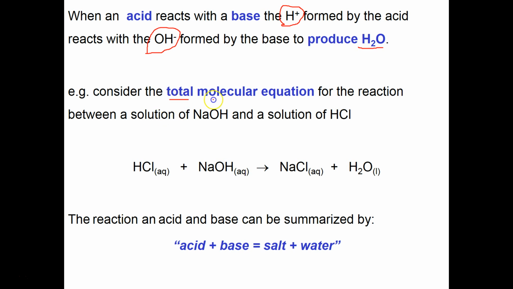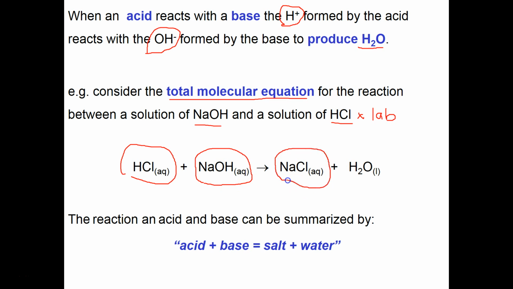So here I've written the total molecular equation for the reaction between sodium hydroxide and hydrochloric acid. And you want to take note of this because this is what you did in the lab when we were titrating that mixture of sodium hydroxide and sodium carbonate. So here we have hydrochloric acid reacting with sodium hydroxide, and the product of this reaction is soluble sodium chloride and water.